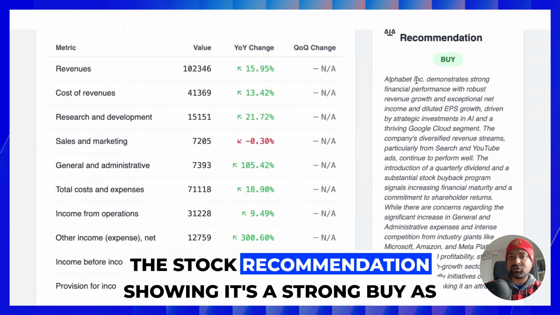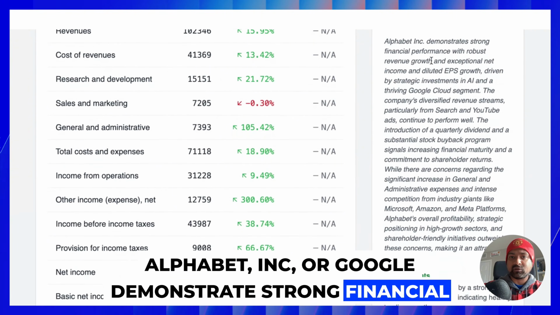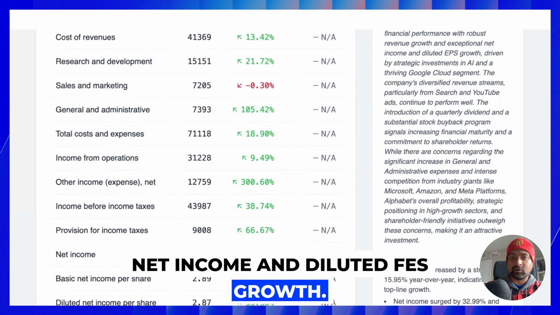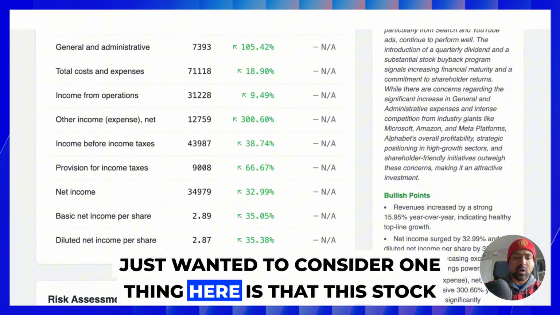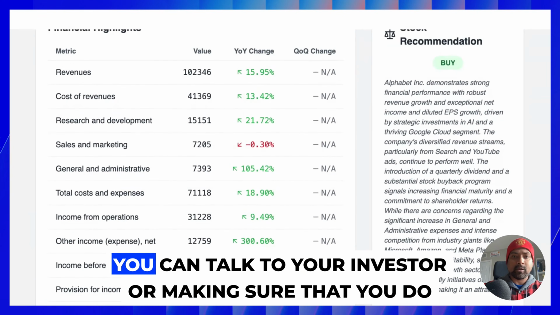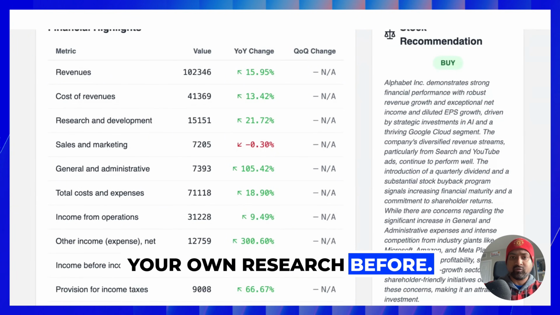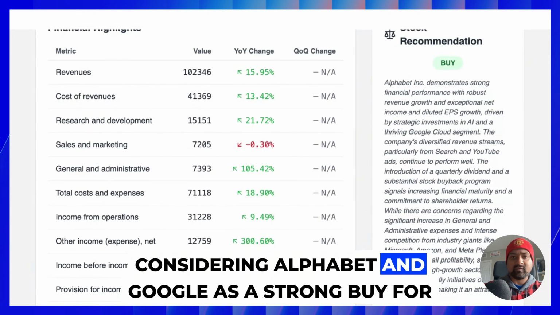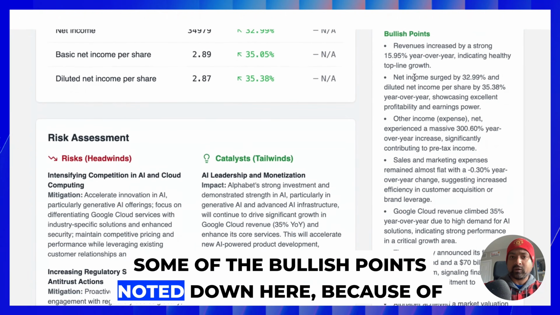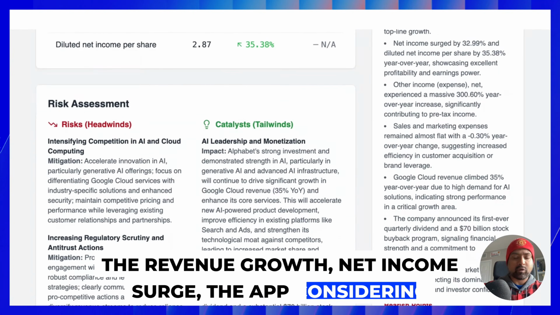The stock recommendation shows it's a strong buy, as Alphabet Inc., or Google, demonstrates strong financial performance with robust revenue growth and exceptional net income and diluted EPS growth. Just wanted to consider one thing here: this stock recommendation is definitely optional. You can talk to your investor or make sure that you do your own research before considering Alphabet Inc., or Google, as a strong buy for your investment strategy. Some of the bullish points noted down here, because of the revenue growth and net income surge, are why the app considers Google a strong buy.